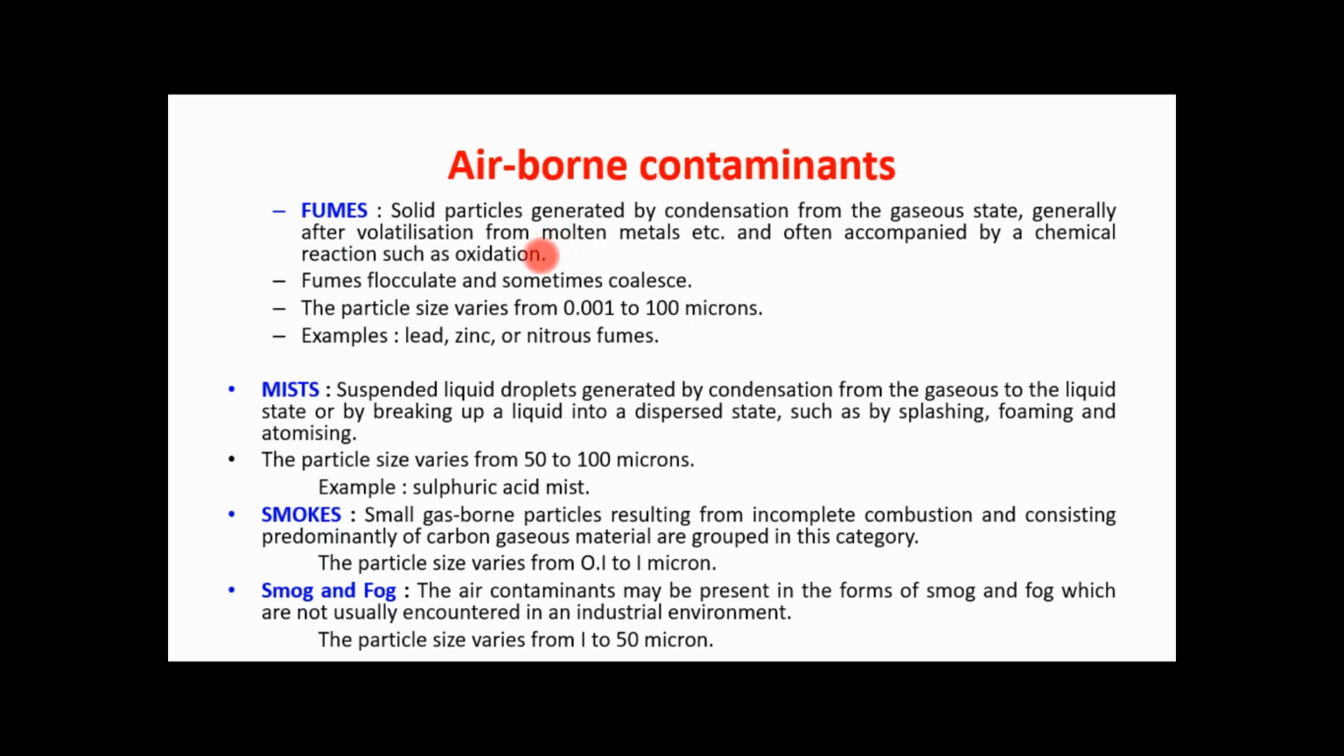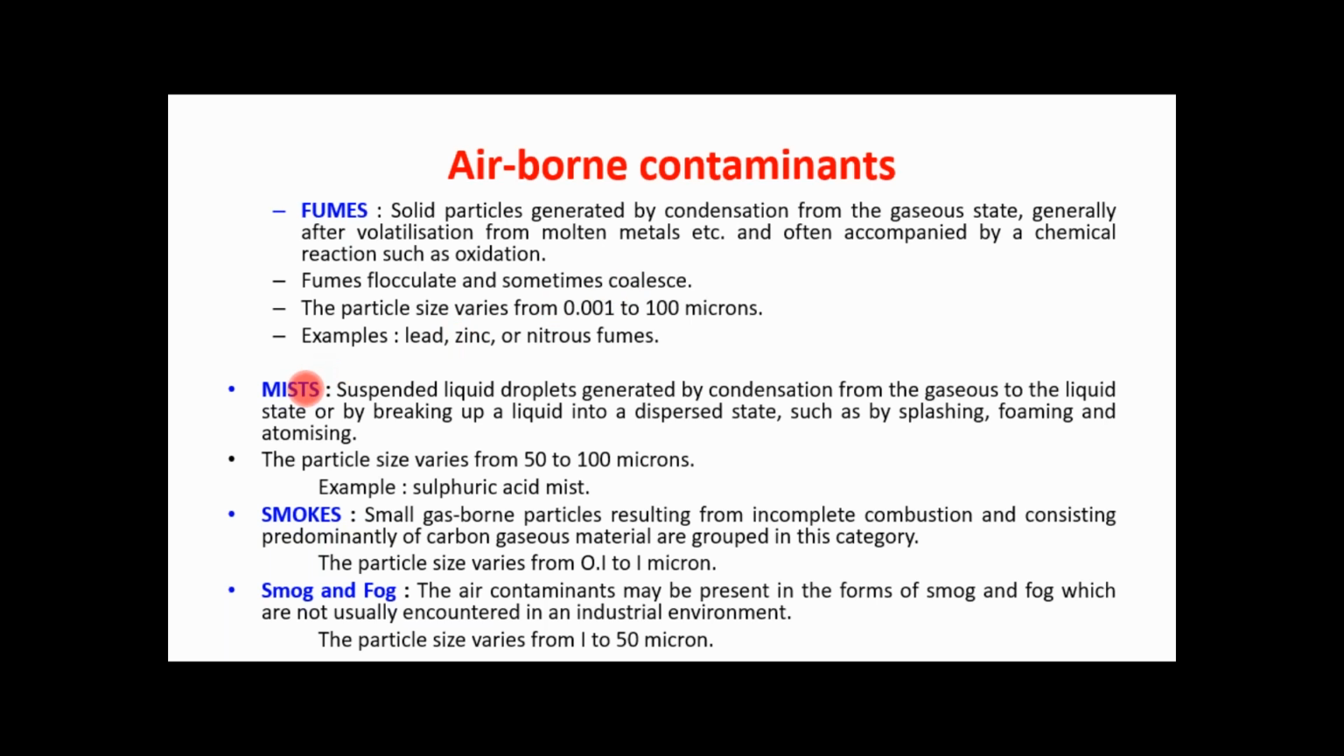So examples of these fumes may be lead fumes, zinc, then nitrous fumes. And the particle size varies from 0.001 to 100 microns. These fumes flocculate and sometimes squirrels. So depending on these characteristics, we can go for flocculation or the coalescence process for absorbing or separating out these fumes.